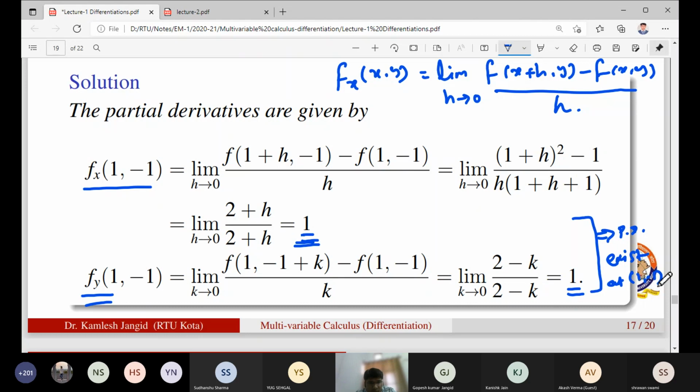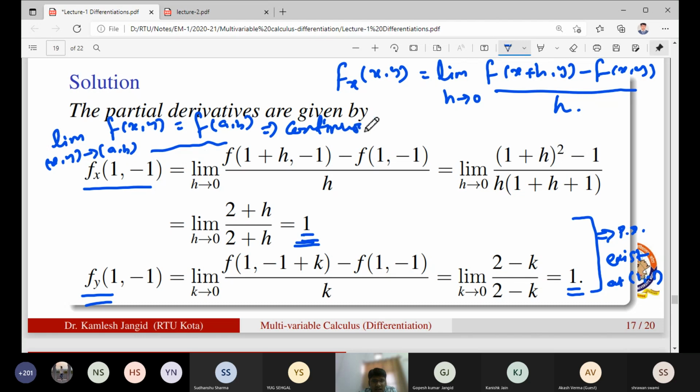Now next we check whether these partial derivatives are continuous or not. If you remember the definition of continuity, a function is continuous at a point (a, b) if the limit of the function is equal to the value of the function at this point. If this condition holds, then we can say that our function is continuous at the point (a, b).